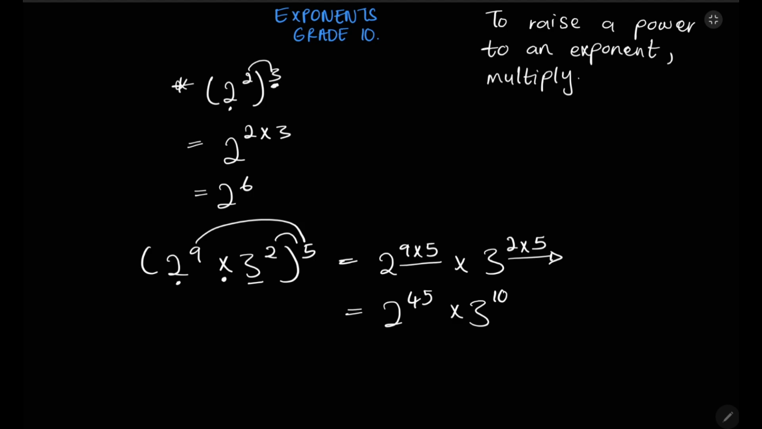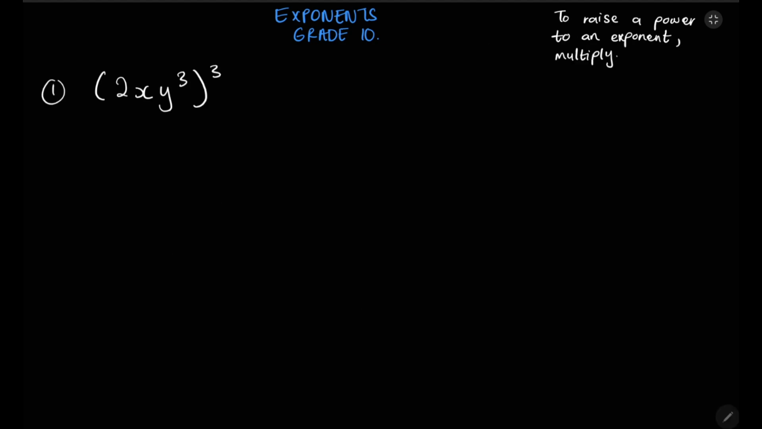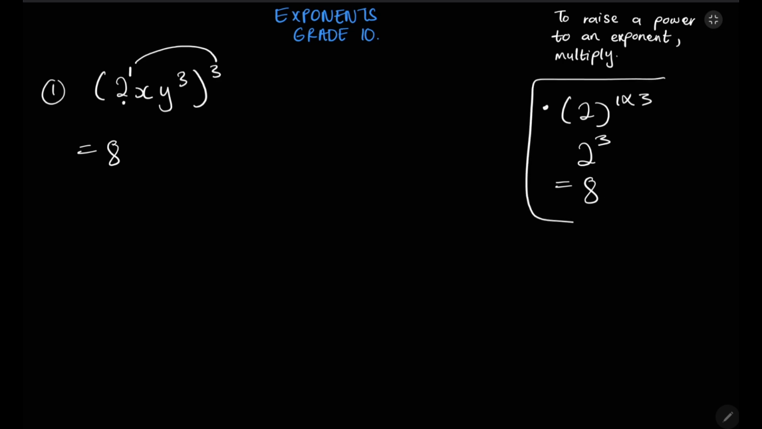Now let's do a few examples under grade 10 exponents. Let's try, in a bracket we have 2xy cubed raised to the power 3. You start with the values, the same thing that we did in the previous videos. We'll say 2, we have an invisible 1 here, so it'll be 1 times 3, which is 2 to the power 3. What is 2 cubed? It's 8. So you write down our 8 here. You may show these workings in your exam or in your classwork on the right hand side so that your teacher sees your workings.